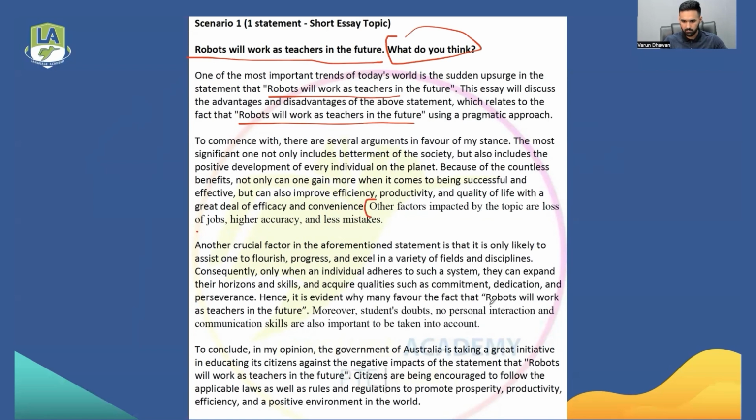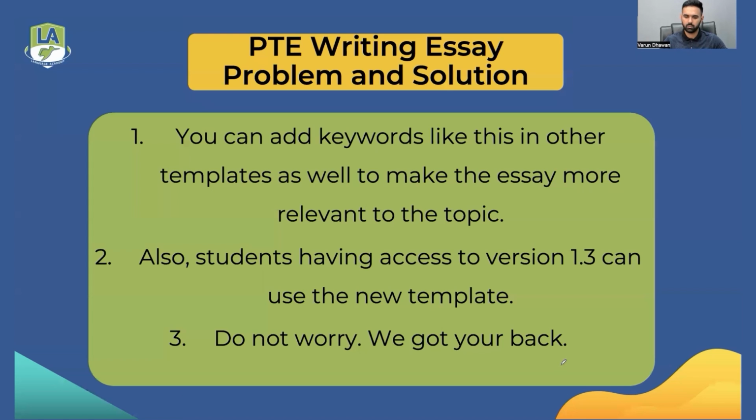Then third paragraph, same. We have added the essay statement here. Moreover, students' doubts, no personal interaction and communication skills are also important to be taken into account. And that's it. Fourth paragraph, we have added this, and we are good to go. This is what you have to do.